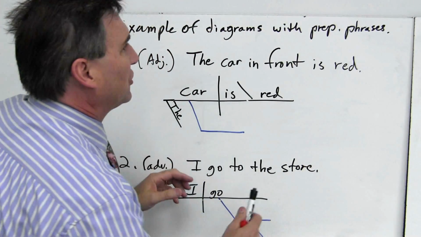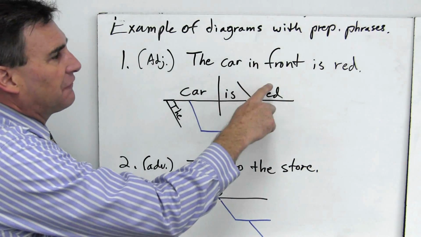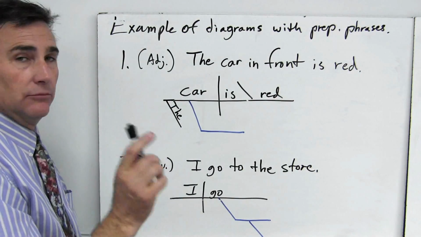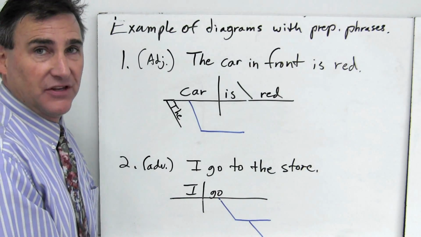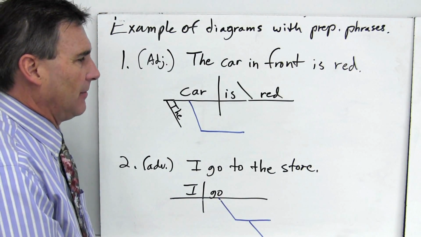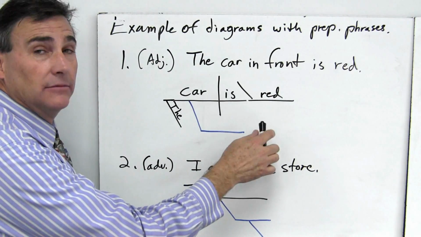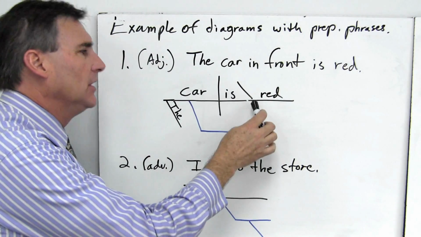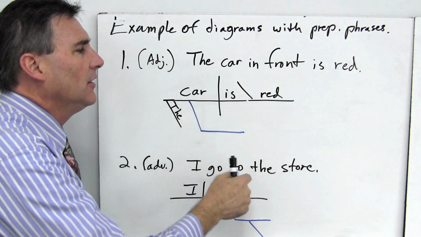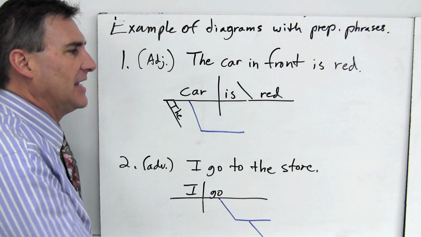Examples of diagrams of prepositional phrases. First of all, an adjective phrase. The car in front is red. Well, we know how to diagram the simple parts of this sentence, the subject, the verb, and in this case, a predicate adjective. Car is what? Red. Again, linking verb. The slash line tells you that it's not taking an object, but rather giving you more information about the subject, in this case, an adjective.